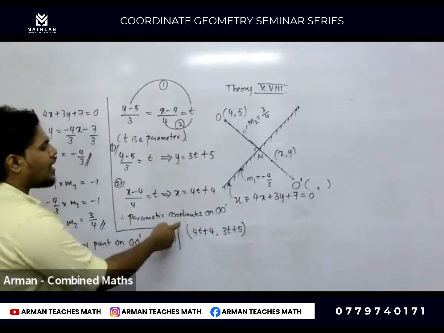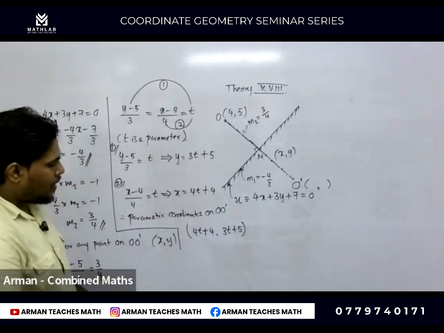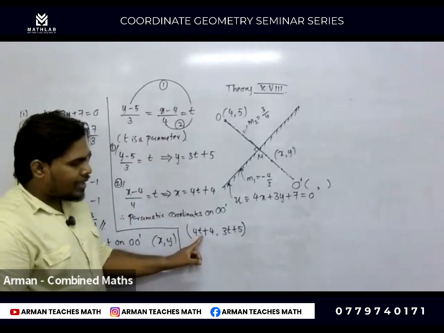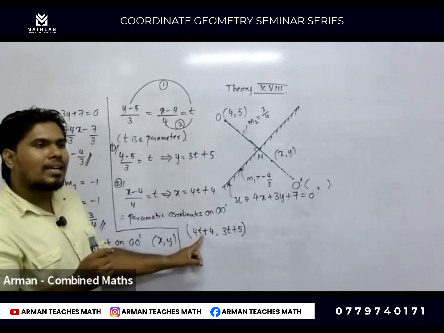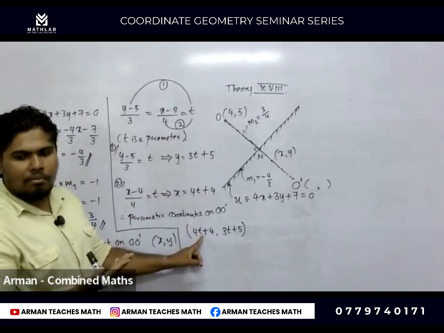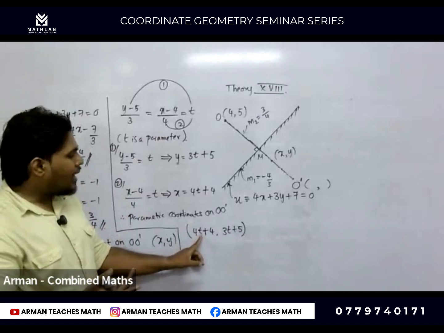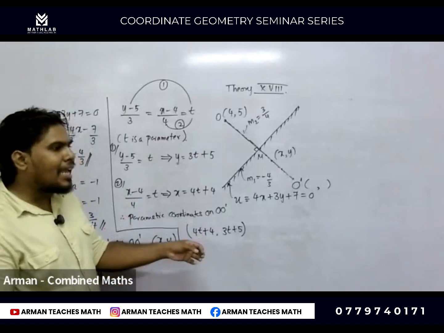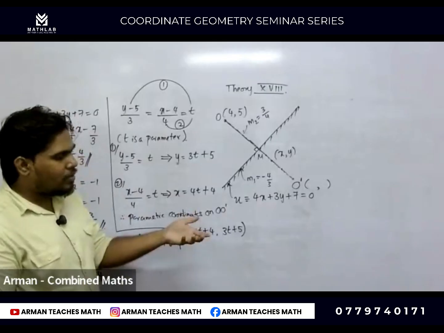So now what is happening here? We are connecting the dots. Right. So we know that t is a parameter. What is a parameter? It's a number. A parameter is a real number. So that number t can take any value. It can have any value.